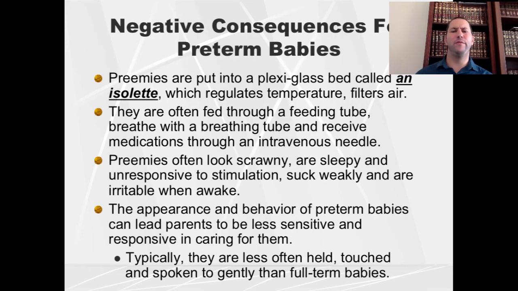So what happens when you have a preemie or a micropreemie or a child with low birth weight many times? Well, they wind up in a neonatal intensive care unit. So they wind up being put in the plexiglass chambers, which we call an isolette, that regulates temperature, airflow, breathing, food, medication. They really look like they're in terrible shape. A lot of tubes going everywhere, very unresponsive, scrawny, etc. And what we see is they're typically held less than full-term babies, and that's a problem.